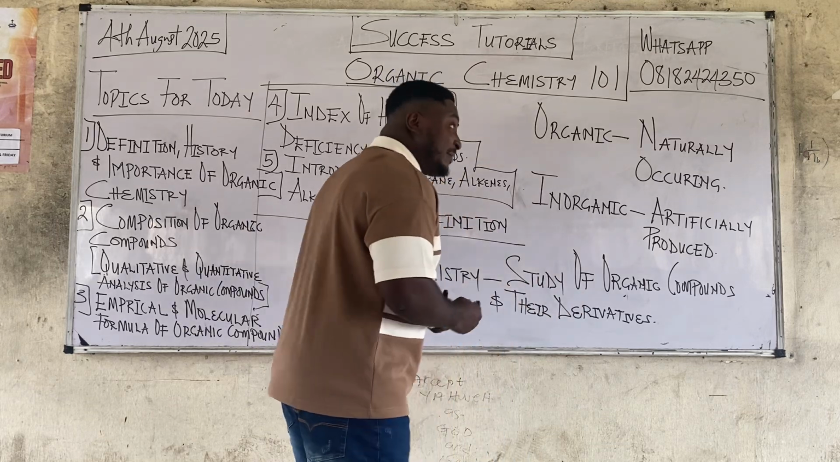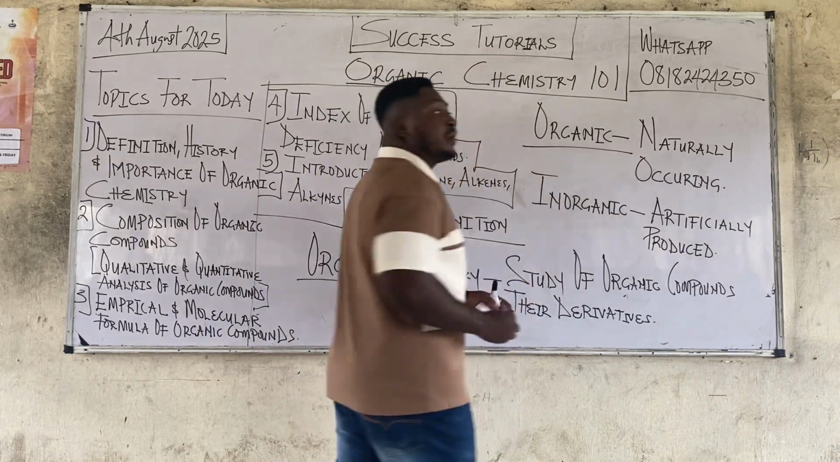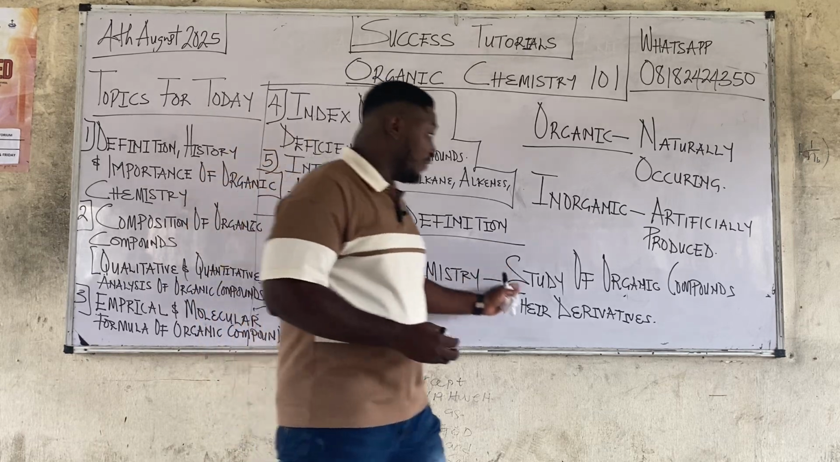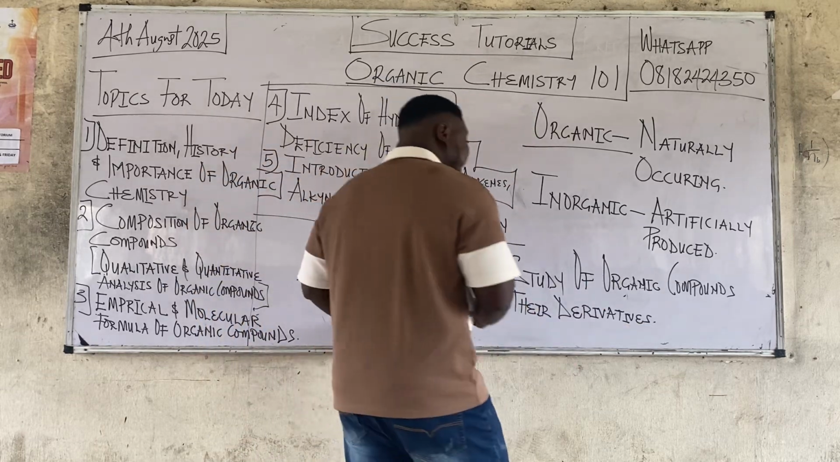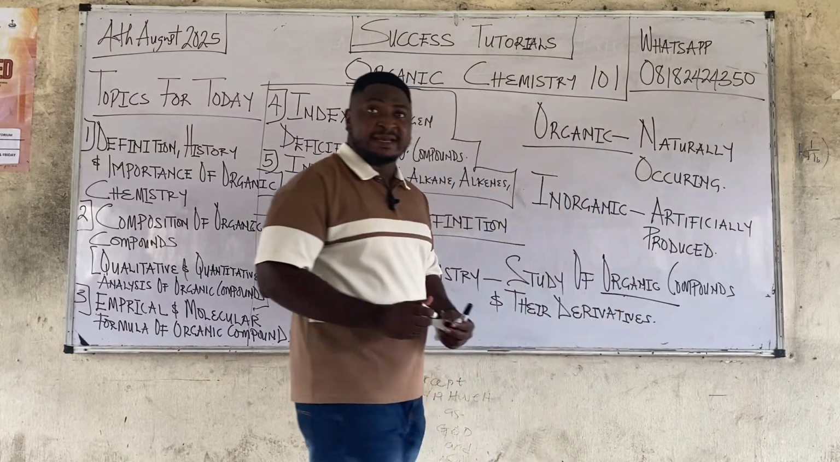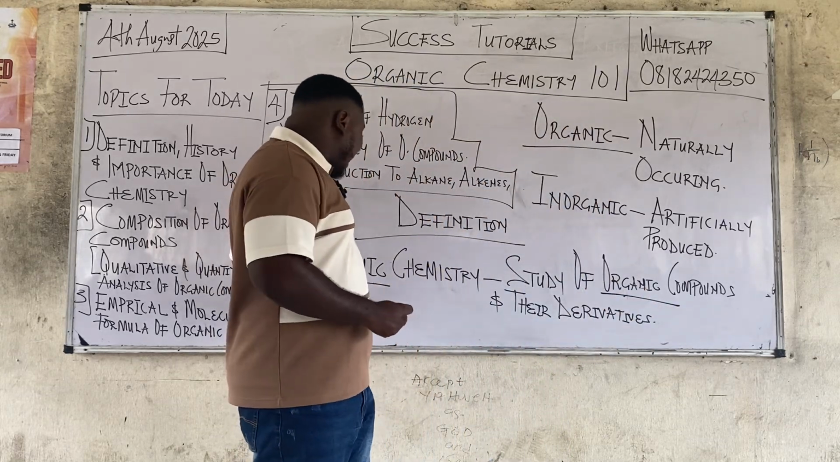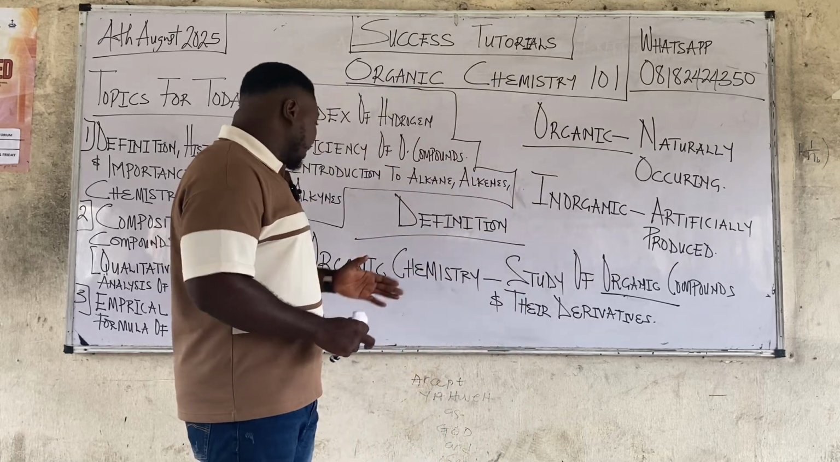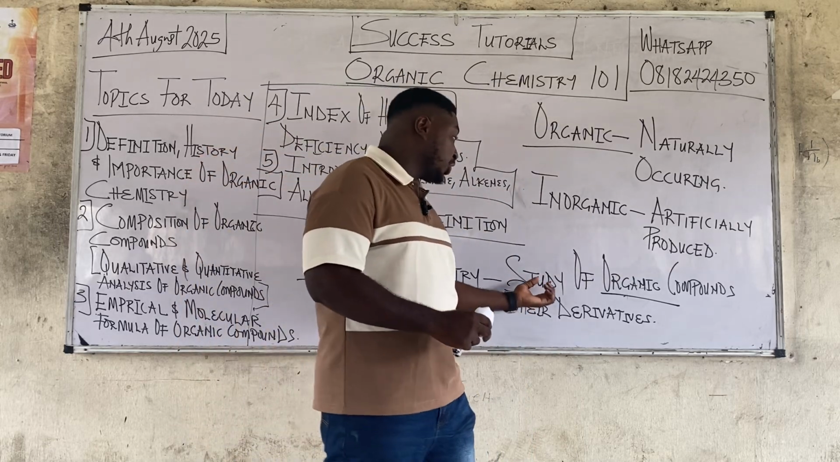So when dealing with organic chemistry, our focus will be on naturally occurring substances, naturally occurring compounds. If we say organic chemistry is the study of organic compounds, it means organic chemistry is the study of naturally occurring compounds, because organic means naturally occurring. So organic chemistry therefore can also be said to be the study of what?